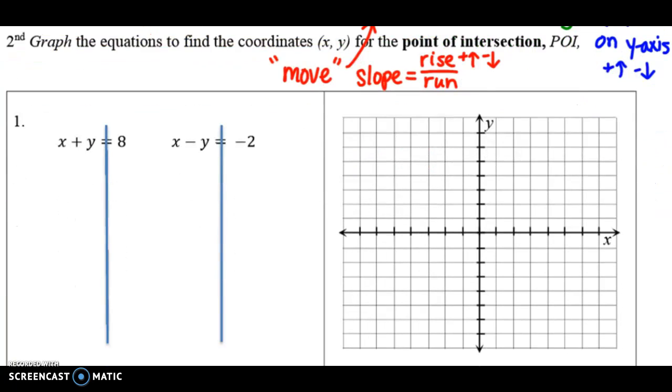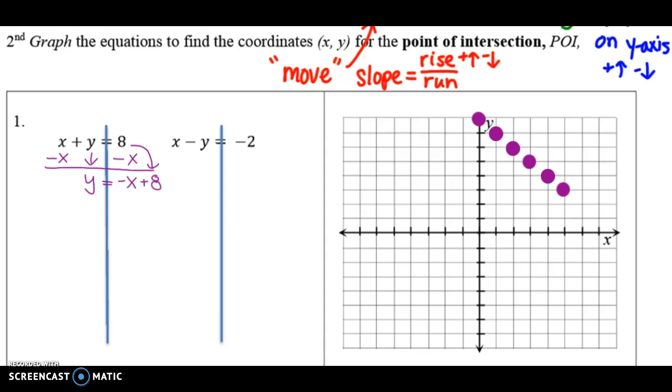So the very first example is x plus y equals 8. You want to solve for y, so you have to get rid of the x. Minus x from both sides, drop down the y. Minus x plus 8 is the equation. Now remember, we begin at positive 8. So I count up 8 from the origin. Happens to be the top of this graph.